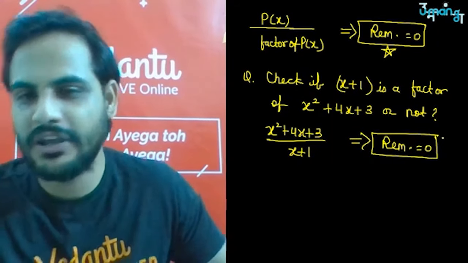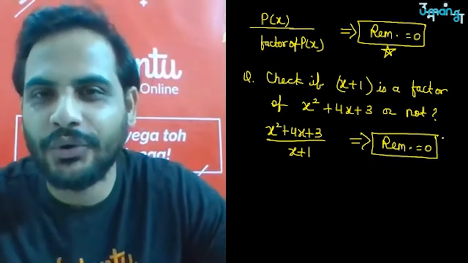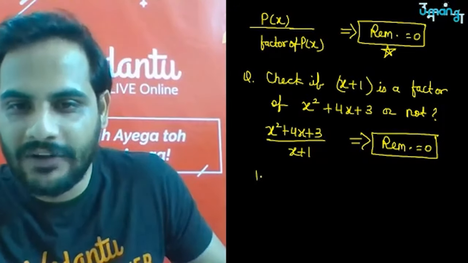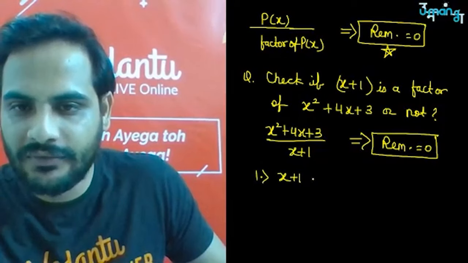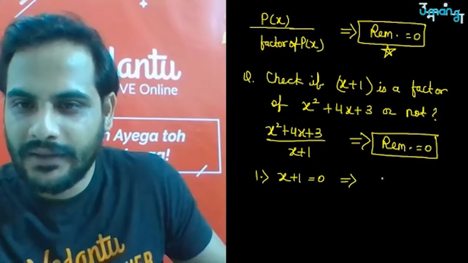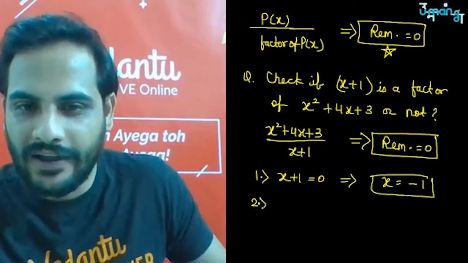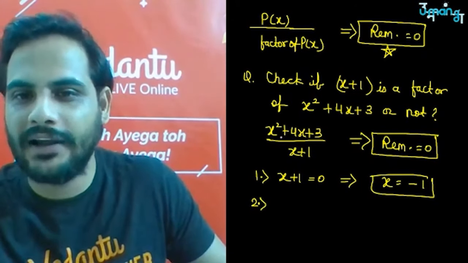My remainder should be equal to 0. And we already know how to get the remainder using the remainder theorem. So step 1 of the remainder theorem: x plus 1 equal to 0, you will get x is equal to minus 1. And step 2, find out the value of this polynomial at x is equal to minus 1.